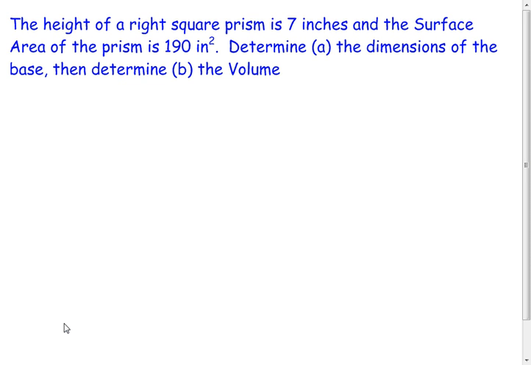All right, on this example it says the height of a right square prism is 7 inches, and the surface area of the prism is 190 inches squared. Determine A, the dimensions of the base, and then B, the volume. So we have a couple questions to answer here.